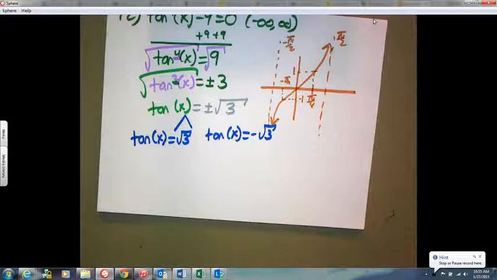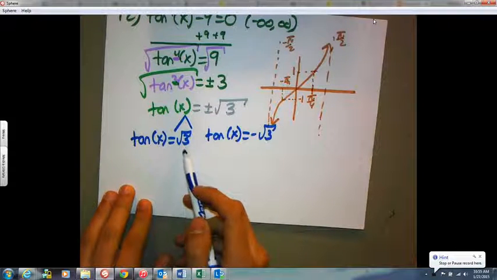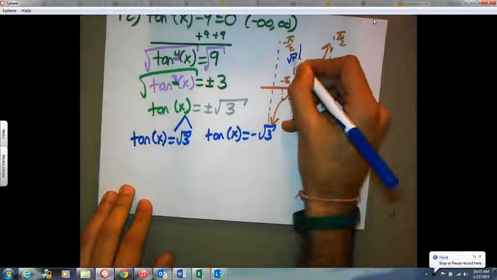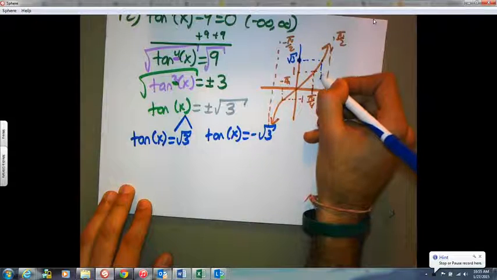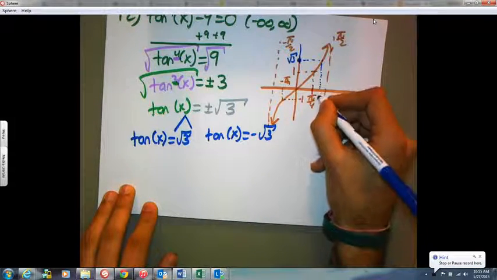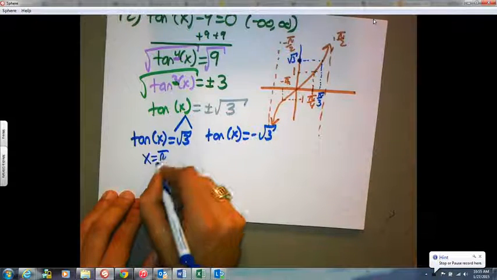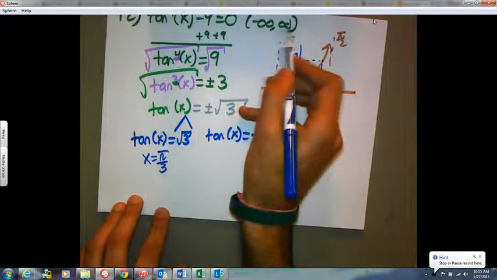So for this piece right here, where we're asking where tangent is positive radical 3, we need to remember that radical 3 is bigger than 1, so way up here. There's only one angle between pi over 4 and pi over 2, and that's pi over 3. So x equals pi over 3. Let's focus on the negative side, and we'll come back at the end and take care of this infinity piece.